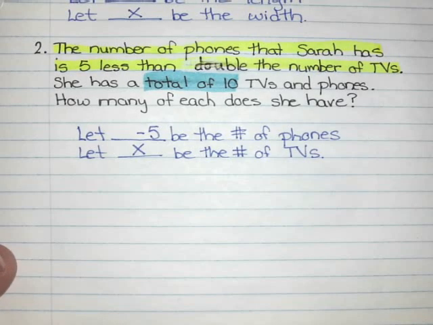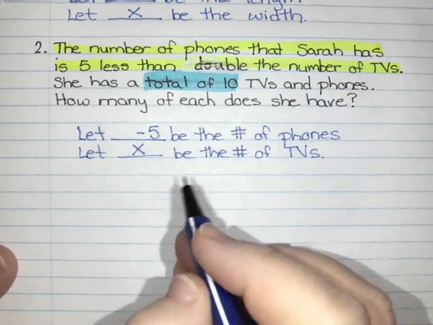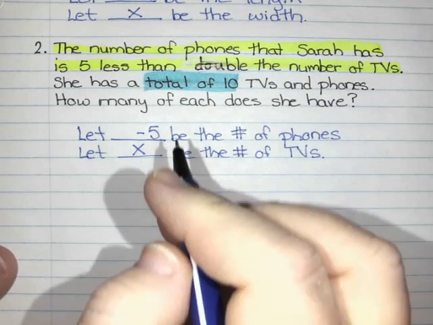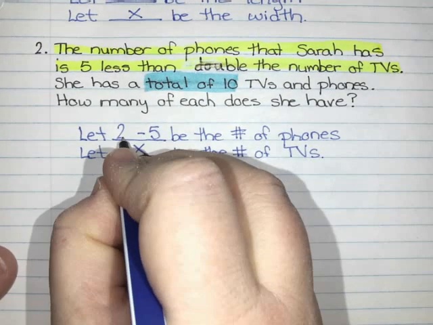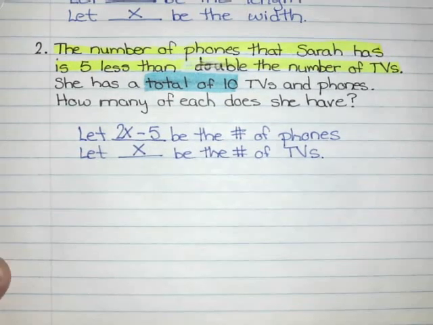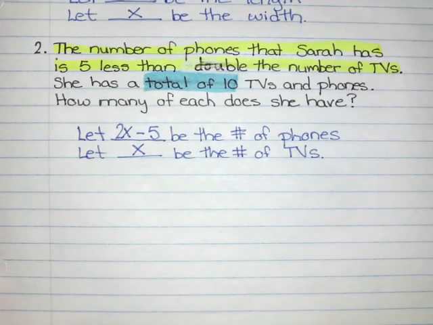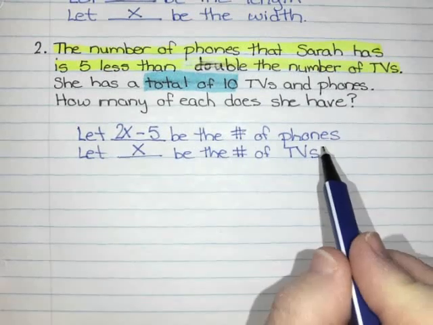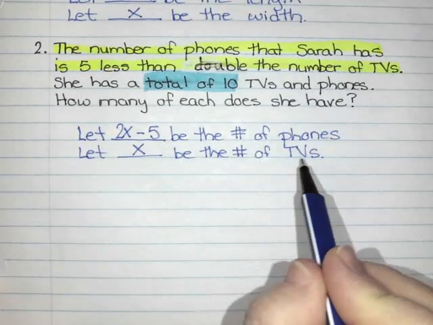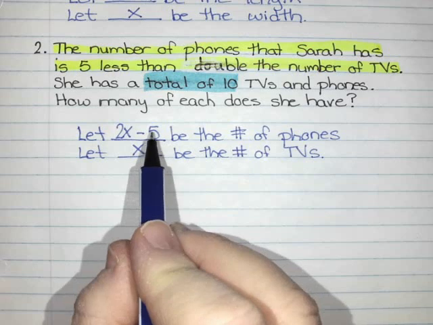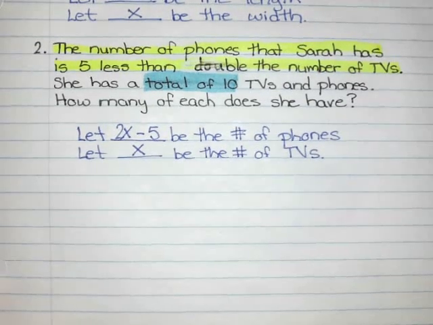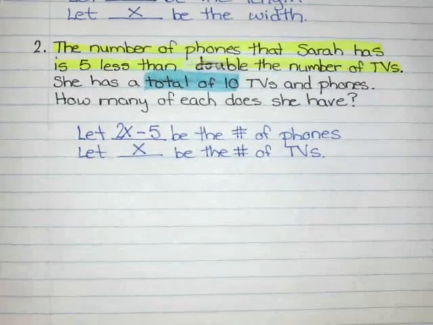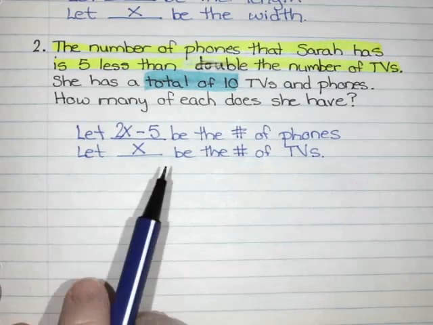Double is a word that means times 2. So if you take the number of TVs and times it by 2, since the number of TVs is X, we're going to multiply that by 2 and do 2 times X, or 2X minus 5. So let 2X minus 5 be the number of phones, let X be the number of TVs, right? So it's 5 less than double the number of TVs. So we can't just do let statements, we actually want to do a full question here.